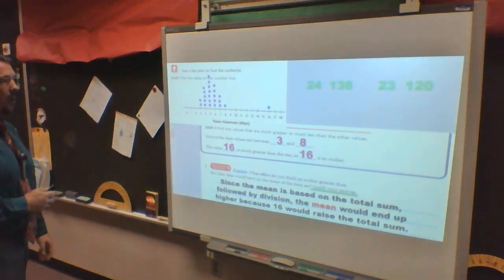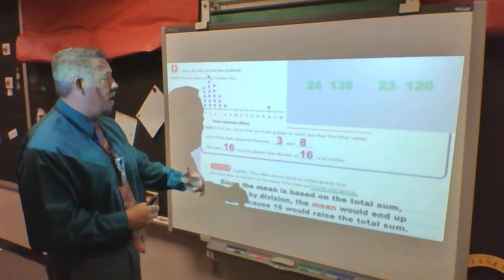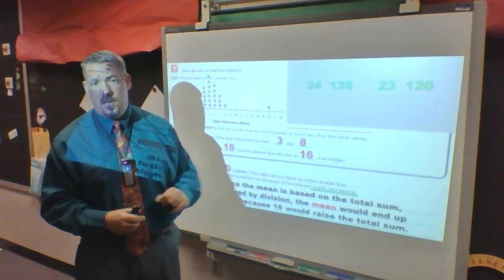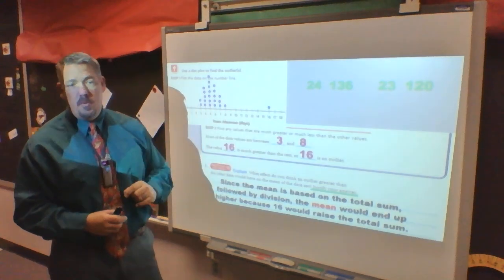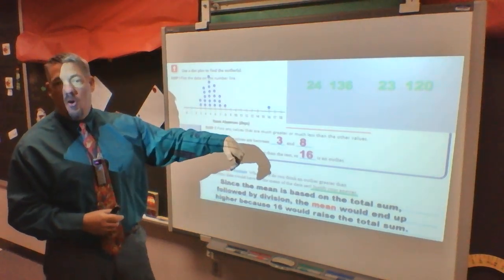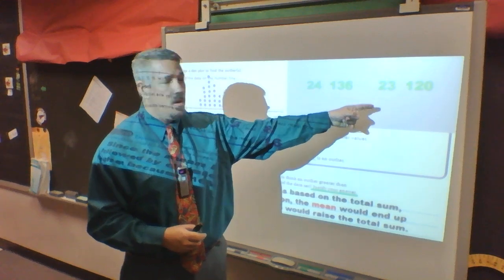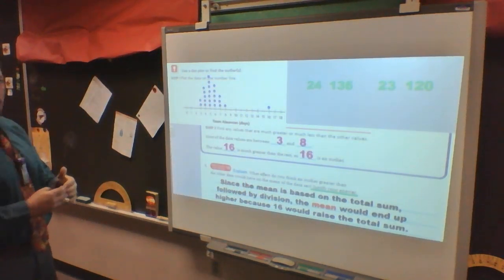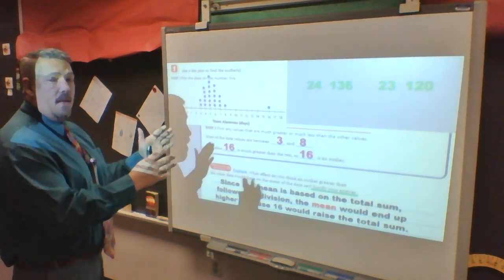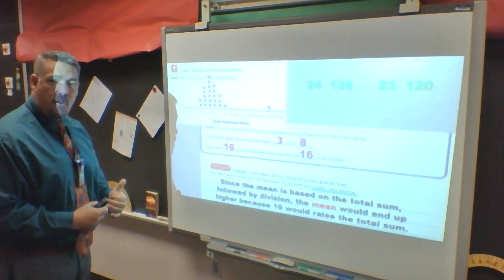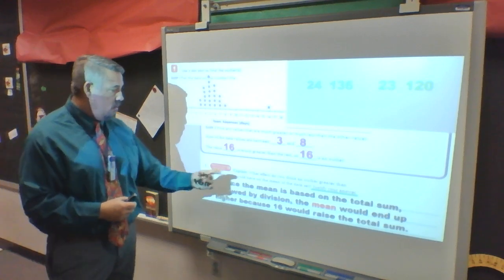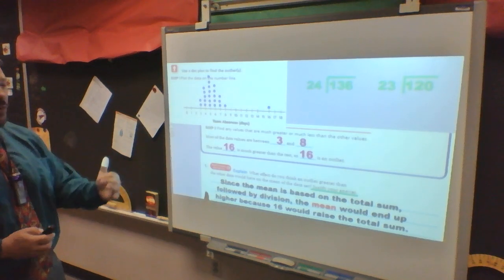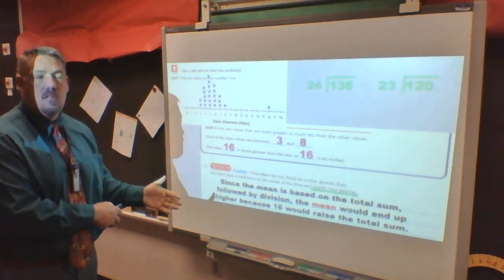So when I justify my answer, then I do my math. With the 24 numbers, I get a total of 136. When I take the outlier off, I have 23 numbers, but I have a total of 120. So now I'm going to look at what that mean would be. And how do I do the mean? Well, I found my total, and then I'm going to divide, right? Because it's followed by division. So I'm going to divide each of those out and see what my mean ends up as.